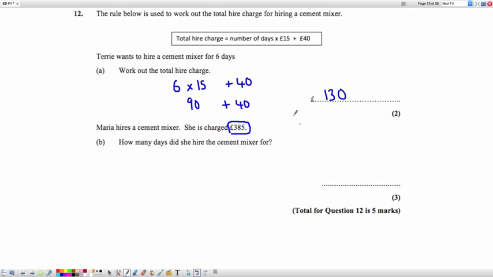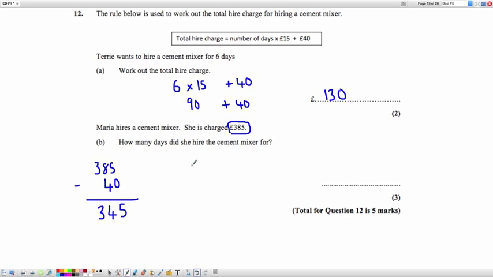Maria hires a cement mixer and she's charged £385. We need to work backwards and find out how many days. So first off, let's subtract 40. So 385 subtract 40, because that charge is added on to all of them. 5 take away 0 is 5, 8 take away 4 is 4, and 3 take away 0 is 3. We then need to find out how many 15s divide into 345.